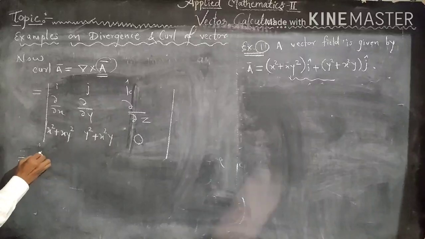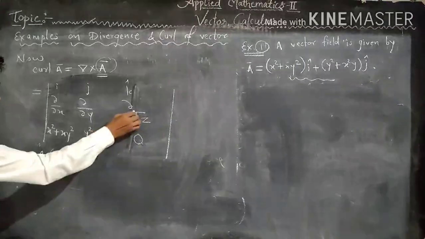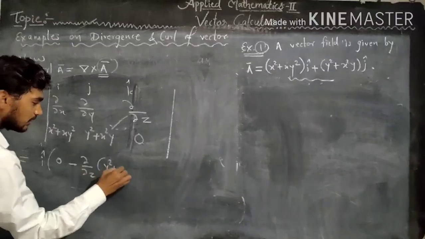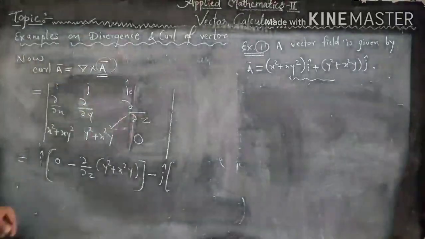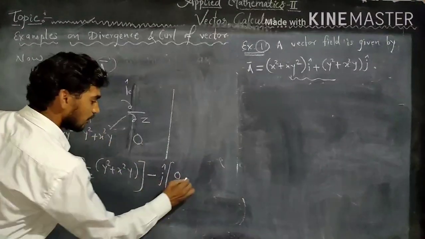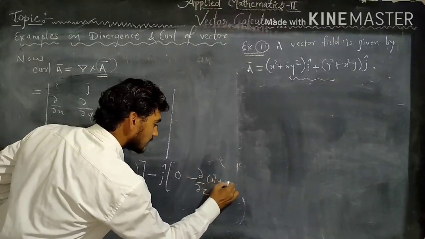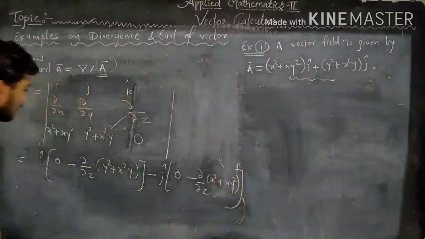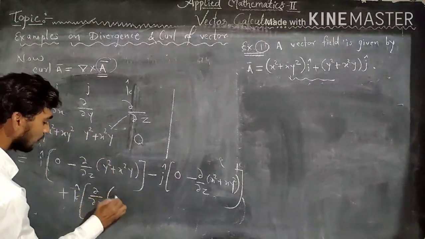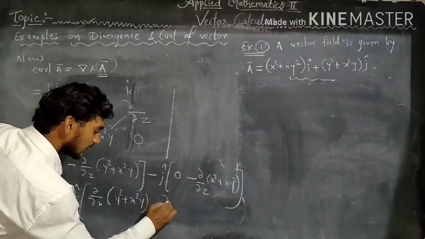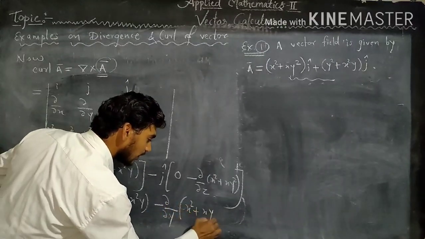After simplification we will get i times 0 minus, now it is del by del z of y square plus x square y, minus j times, now it is del by del x of 0 minus del by del z of x square plus xy square, plus k times del by del x of y square plus x square y minus del by del y of x square plus xy square.